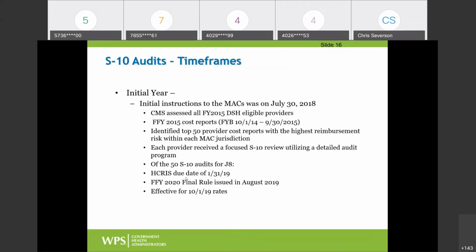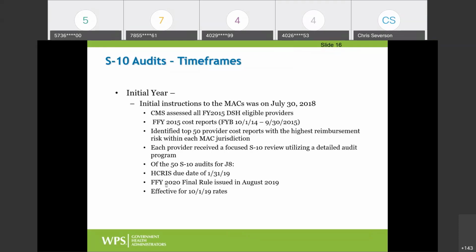We had a HCRIS due date of January 31st, 2019. So as you can imagine, we started at the very beginning, July 30th of 2018, a brand new process, and everything had to be done by January 31st of 2019. So it was a very compressed time frame for something we were all just learning, brand new.